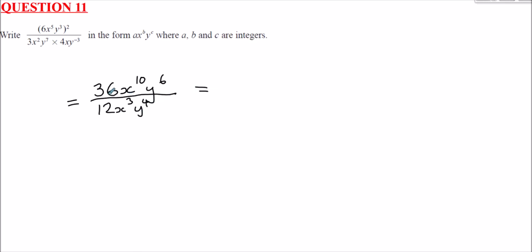We'll then take each thing in turn. So the normal numbers first of all. 36 divided by 12 is 3. X to the 10 divided by x to the power 3 becomes x to the 10 minus 3. 10 take 3 is 7, so we have x to the power 7. Then finally, y to the 6 divided by y to the 4 is the same as y to the power 6 minus 4. 6 minus 4 is 2, so we have y squared. So that's our final answer, 3x to the 7, y squared.